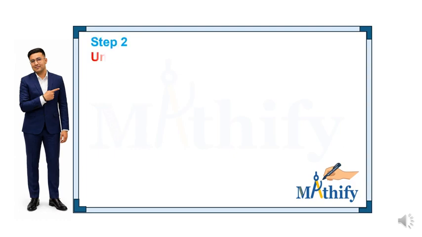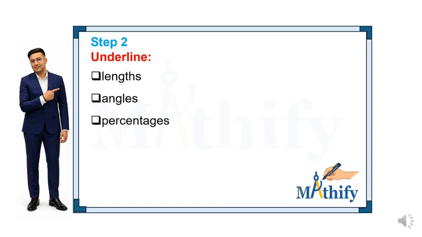Step number 2, underline lengths, angles, percentages, ratios, coordinates, or probabilities.